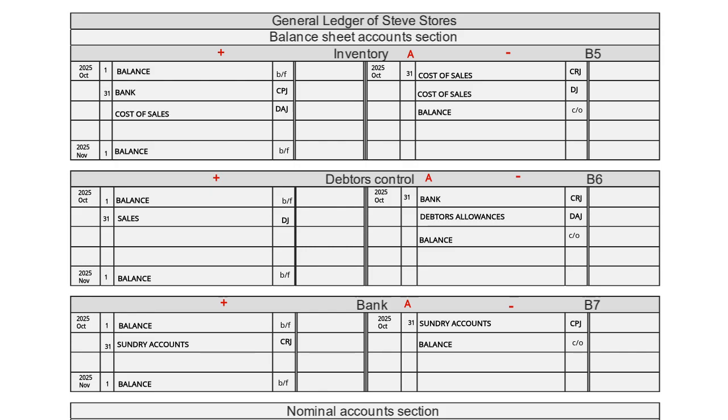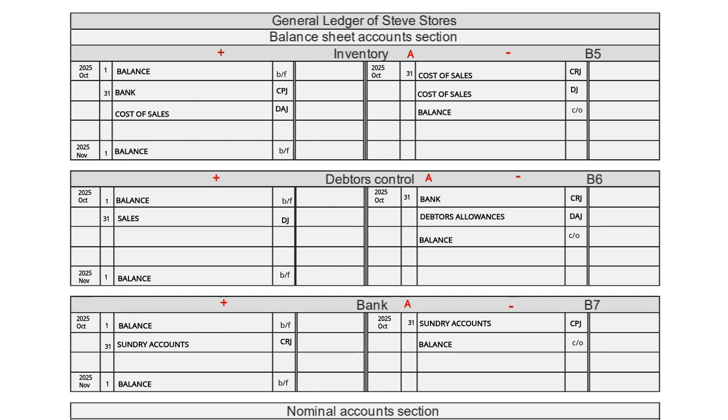My stock levels will go up either when I buy more stock for cash or if a debtor returns stock, cost of sales, or any errors or omissions. When will my stock levels go down? When I sell my stock, either for cash, which is CRJ, or on credit, which is DJ, and then we just balance our account off.